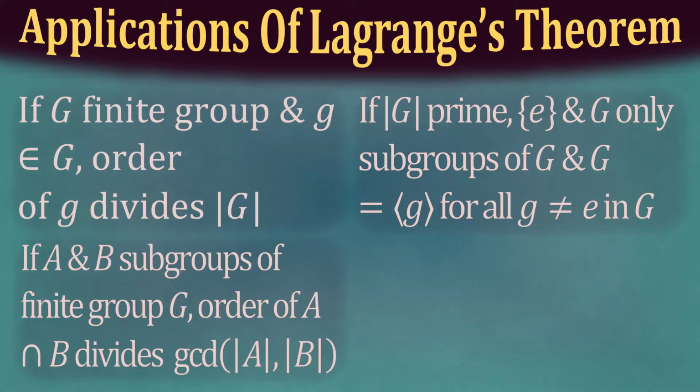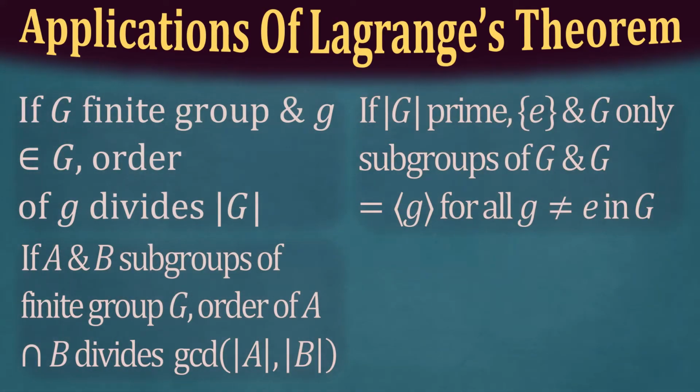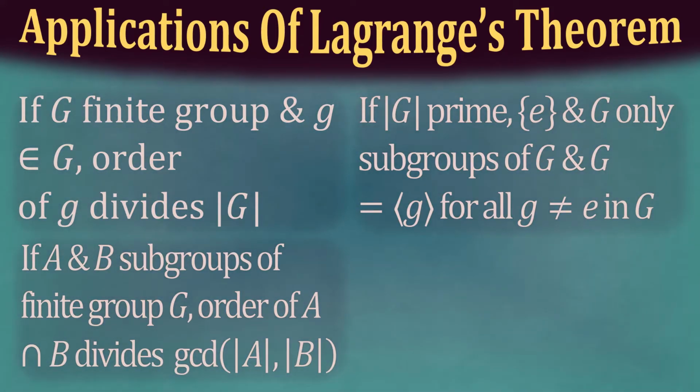Another application is that if A and B are subgroups of the finite group G, then the order of A intersect B divides the greatest common divisor of the cardinality of A and the cardinality of B.